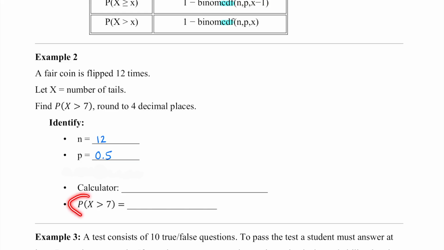We're looking for the probability that X is greater than 7. That matches this one: probability that X is greater than a number. In this case, this number is 7. We use this command: 1 minus binomcdf of n, p, x. N is 12, p is 0.5, and x is 7. And we are going to put this in our calculator.